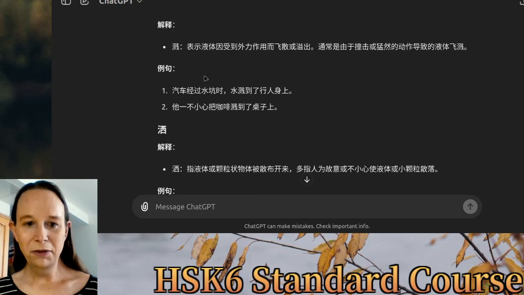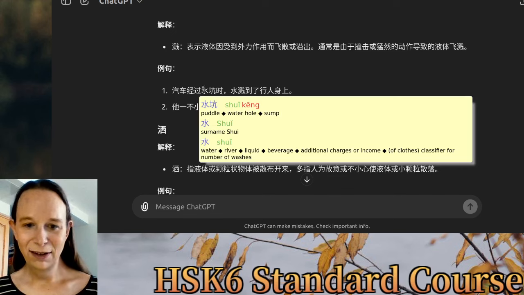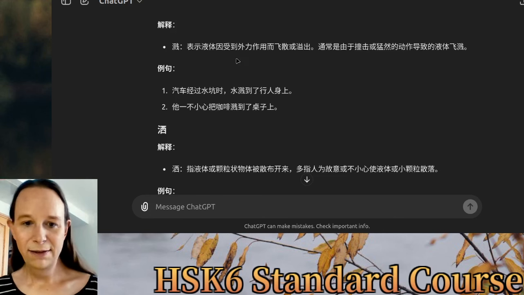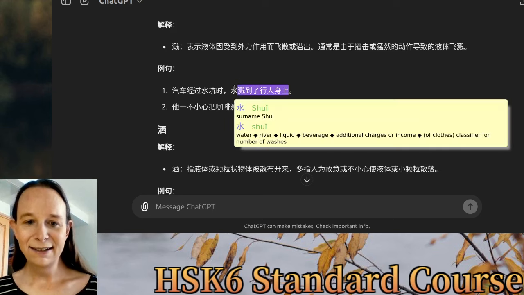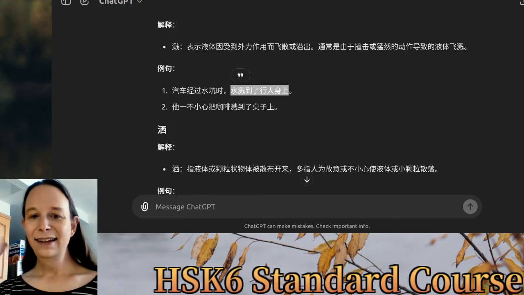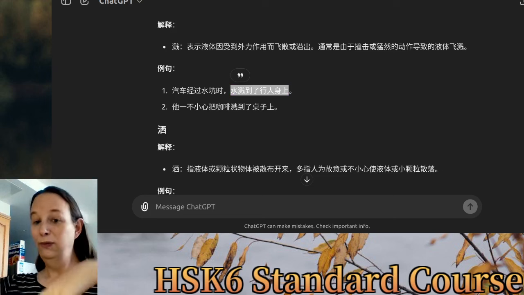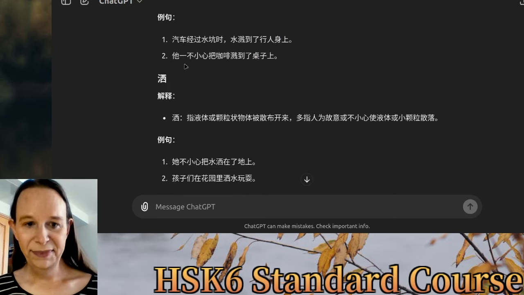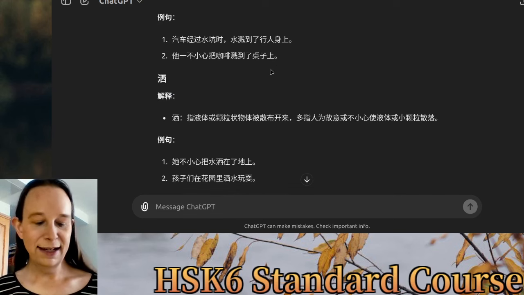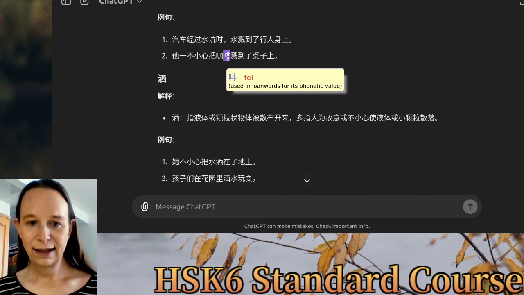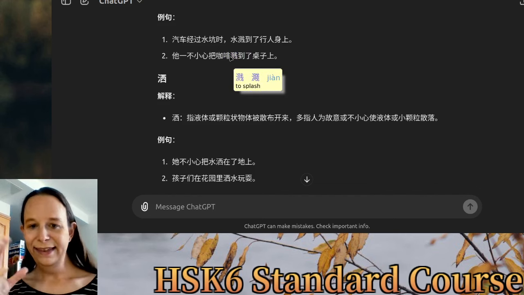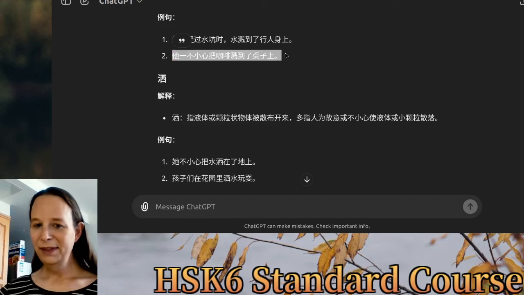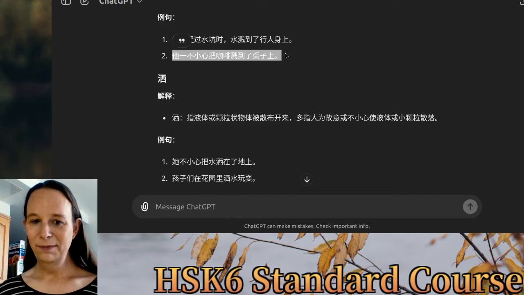汽车经过水坑时, so 水坑 would be a water-filled pothole, I guess. So the car has driven over a water-filled pothole. 水溅到了行人身上. Yeah, that's not a good thing, right? The muddy water in the puddle splashed on the passing pedestrians. 他一不小心把咖啡溅到了桌子上. Oh, okay, so this is splash. I don't think it's like tip over. I think here it's just some of the coffee went on the table. All right.